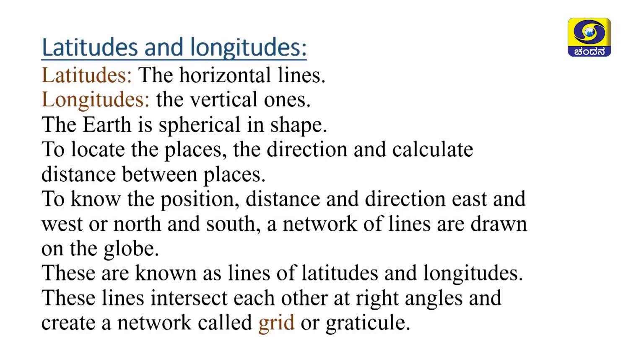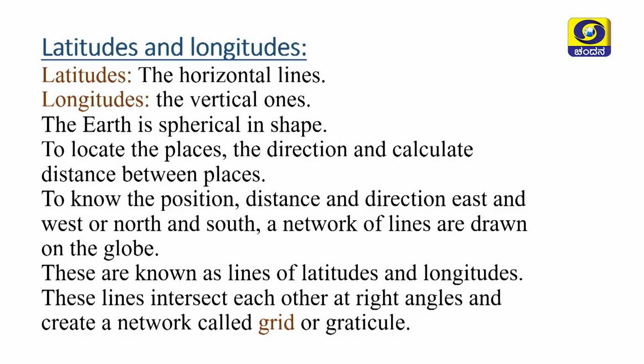Why did we acquire latitude and longitude? If latitude and longitude were not there, it would be very difficult to locate places, directions, or to calculate the distance between places, because the earth is spherical in shape. To know the position, distance and direction from east to west or north to south, a network of lines is drawn on the globe. That network of lines is called latitudes and longitudes.